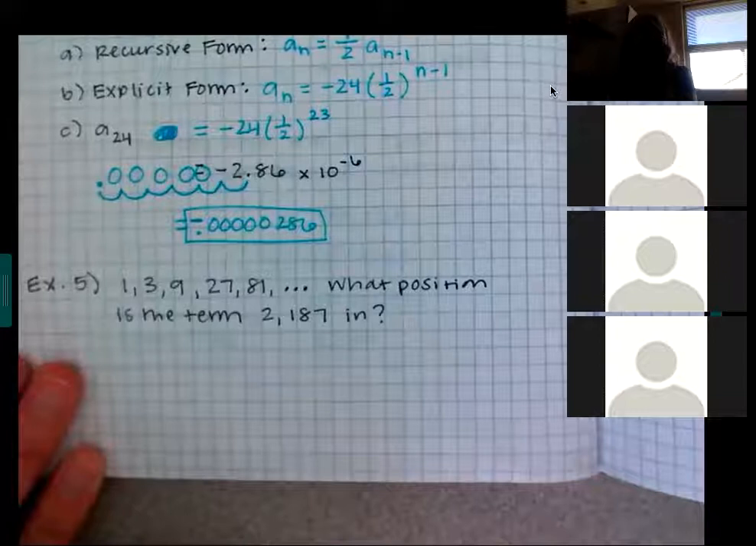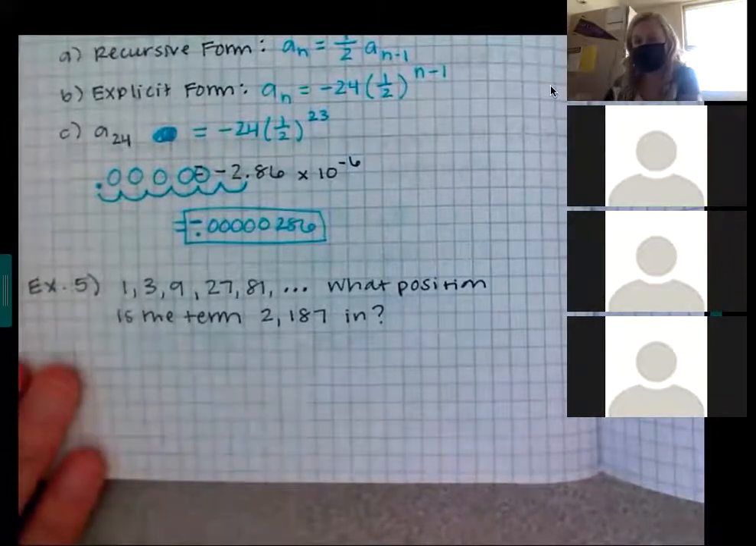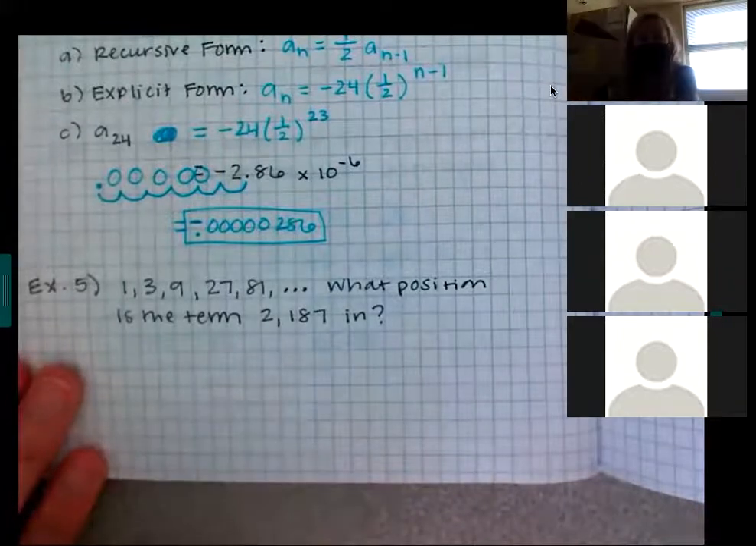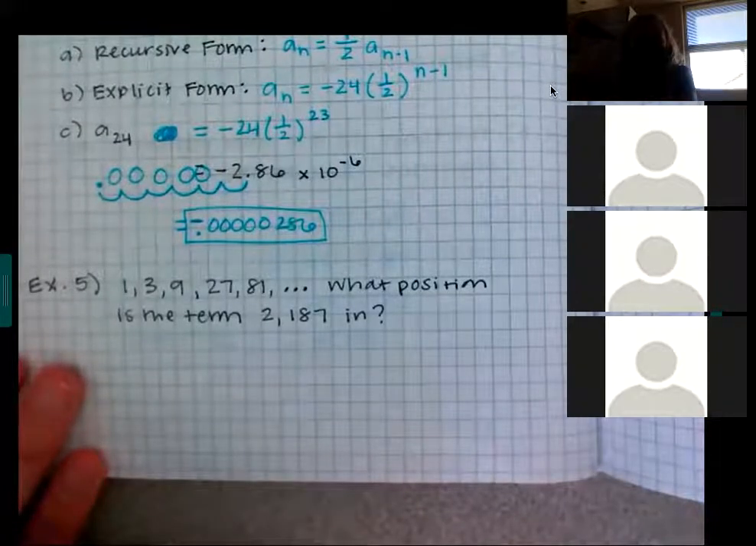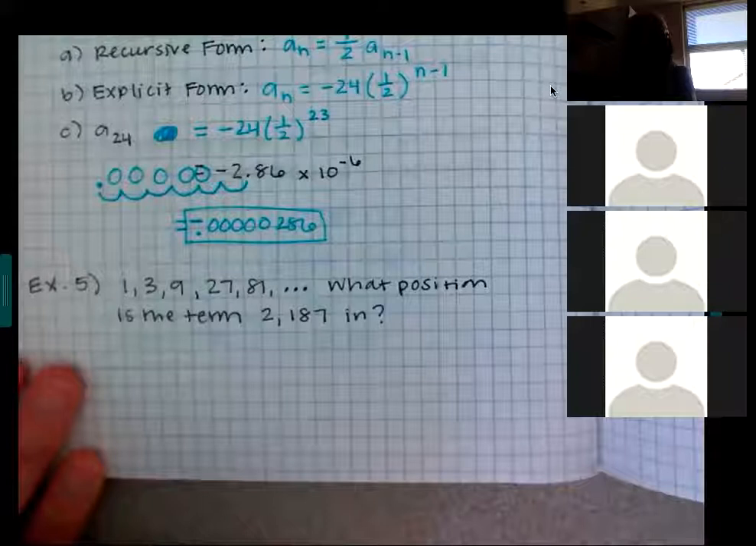All right, Grace, what did you tell us we do last time for these? You told us what to do. You plug it in and solve for n. Plug it into what? What do we have to write first? The explicit. Good. Very good. So write the explicit form. Y'all are listening, right? Write the explicit form. Set it equal to 2,187, and we're going to solve for n.